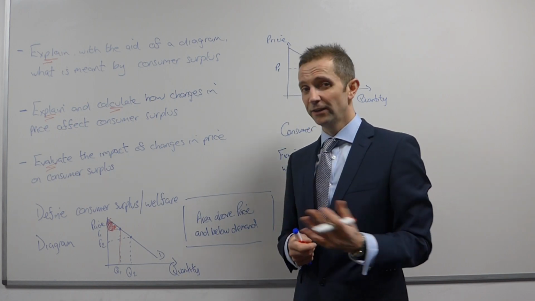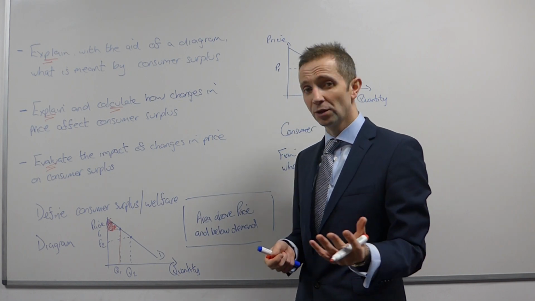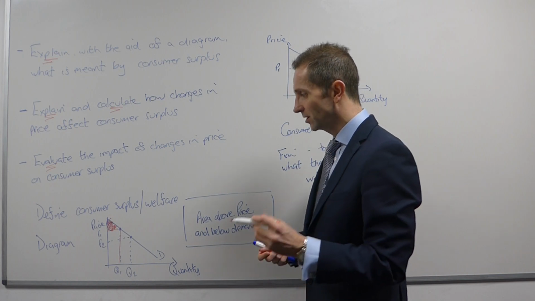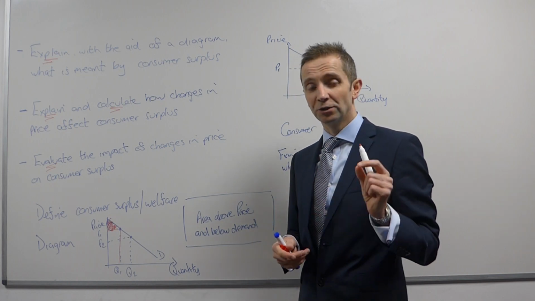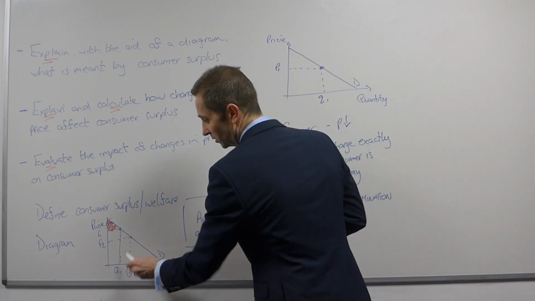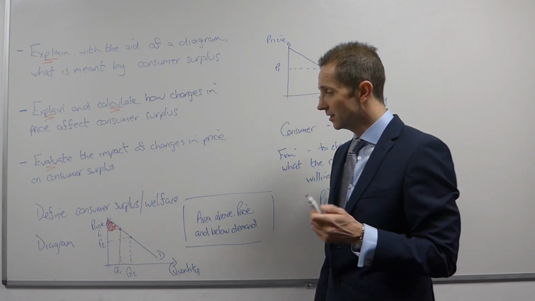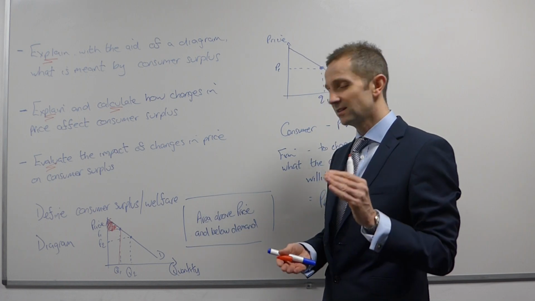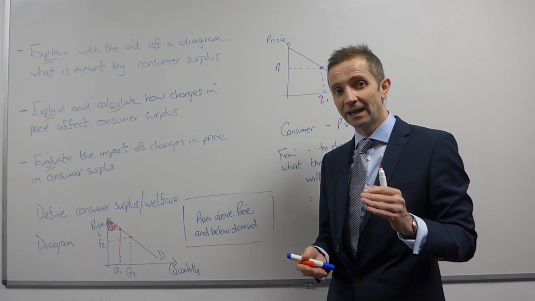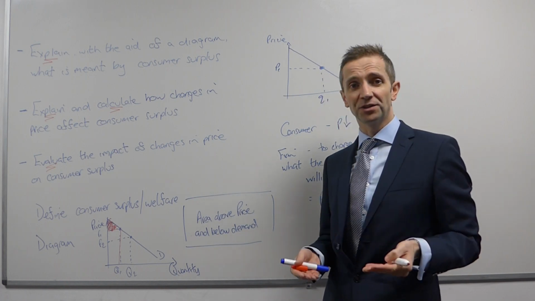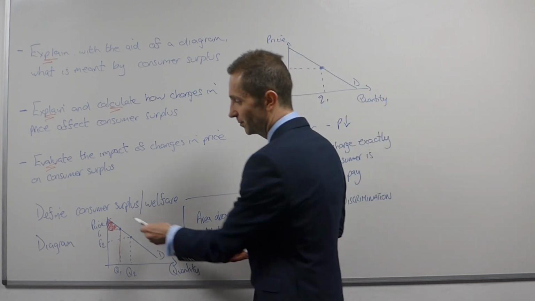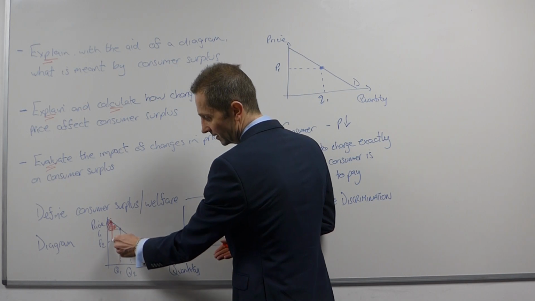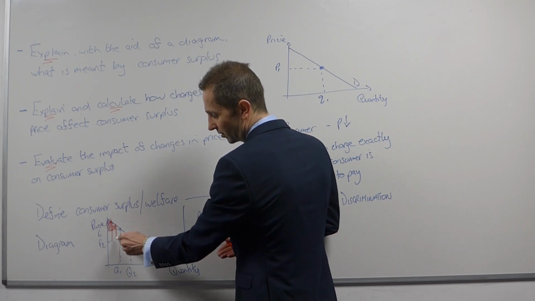If the price dropped and it was P2, then of course the surplus area increases because now you're consuming more of the good, so you're consuming Q2, and there is a lot more surplus because the distance between your willingness to pay, shown by the demand curve, and the price that you're paying, P2, is greater, especially in these early units. So you can see here, there's your willingness to pay, price paid, willingness to pay, price paid.